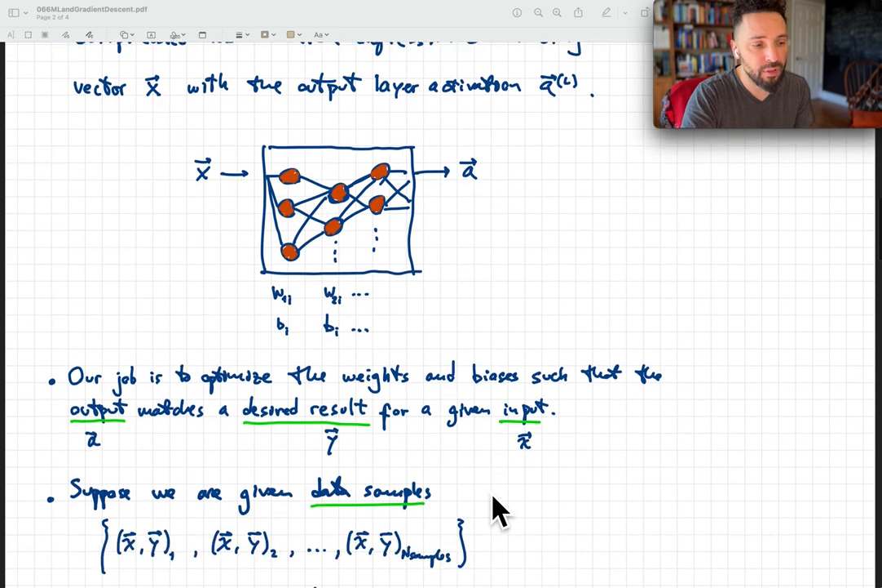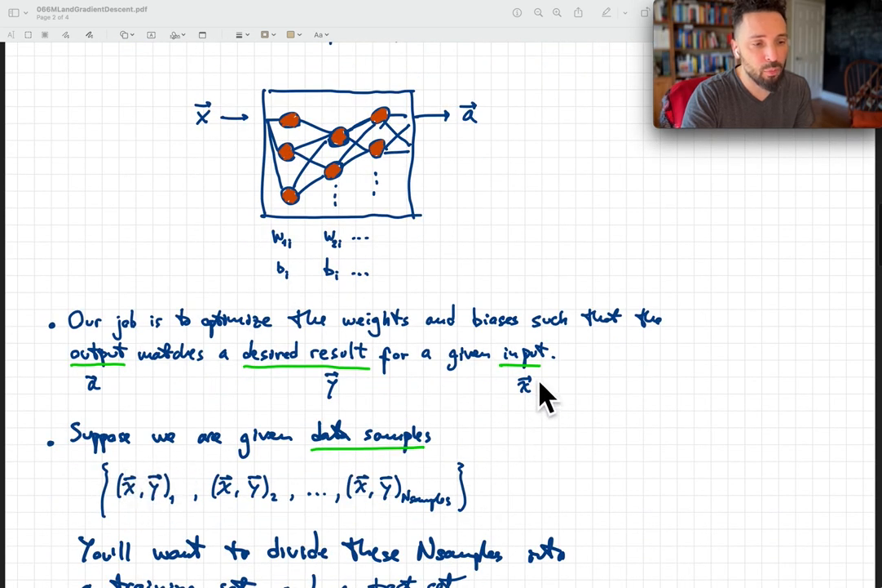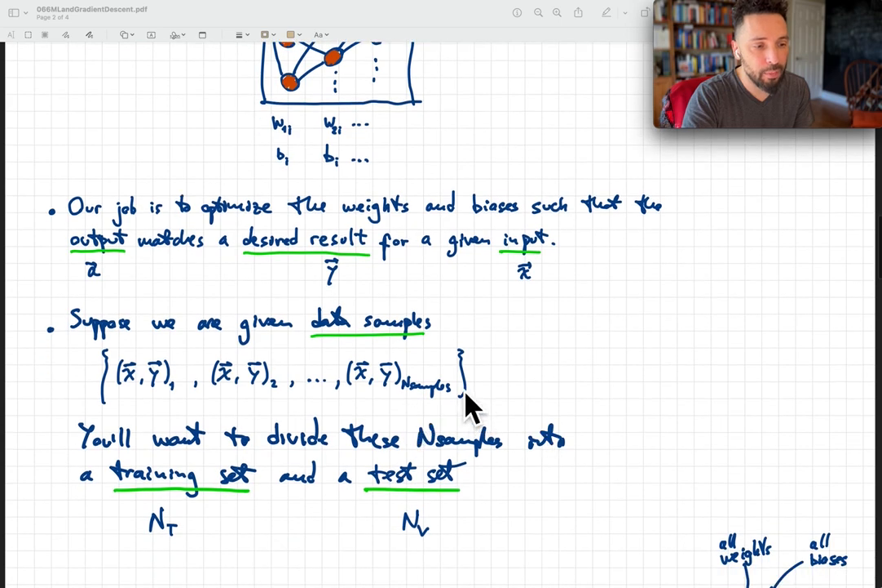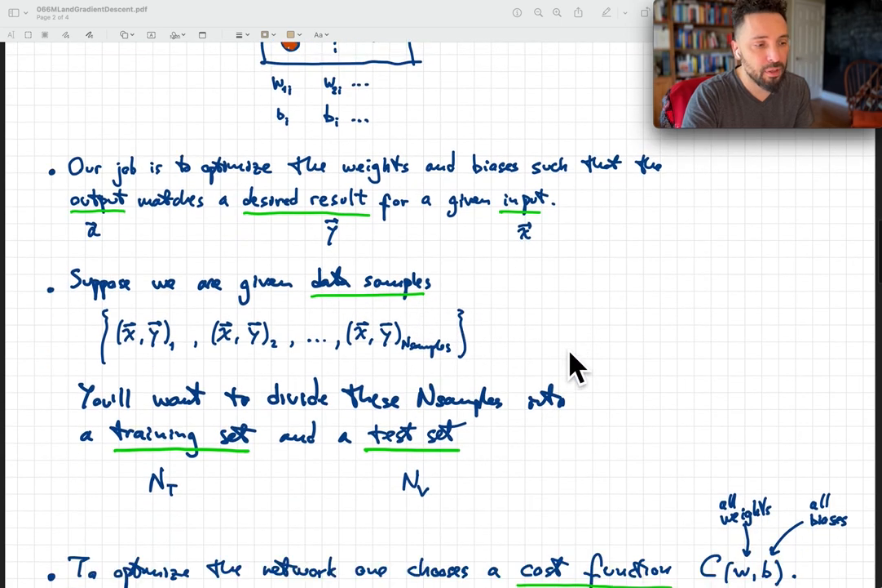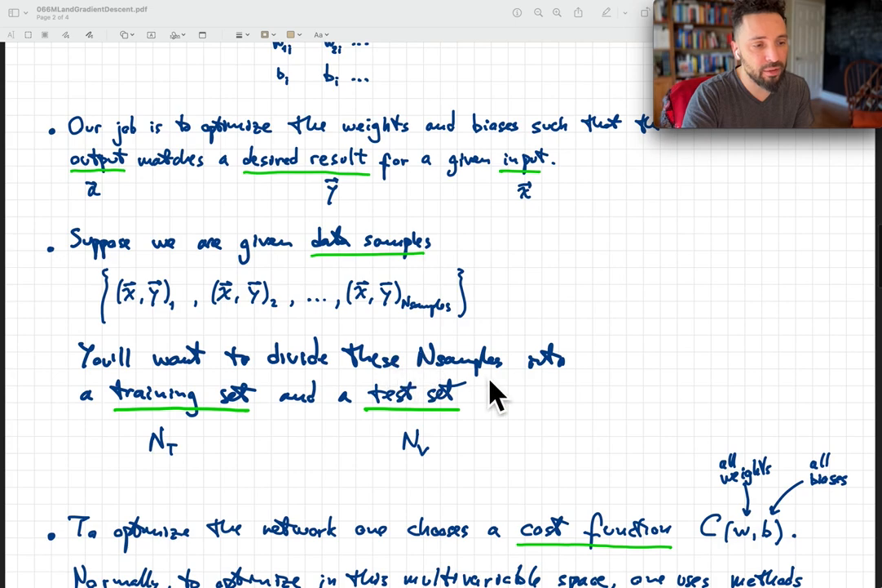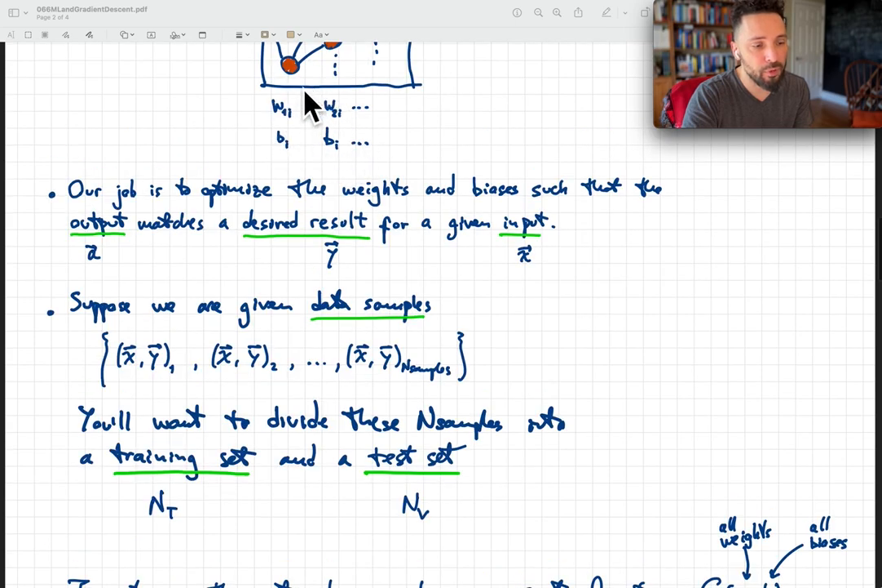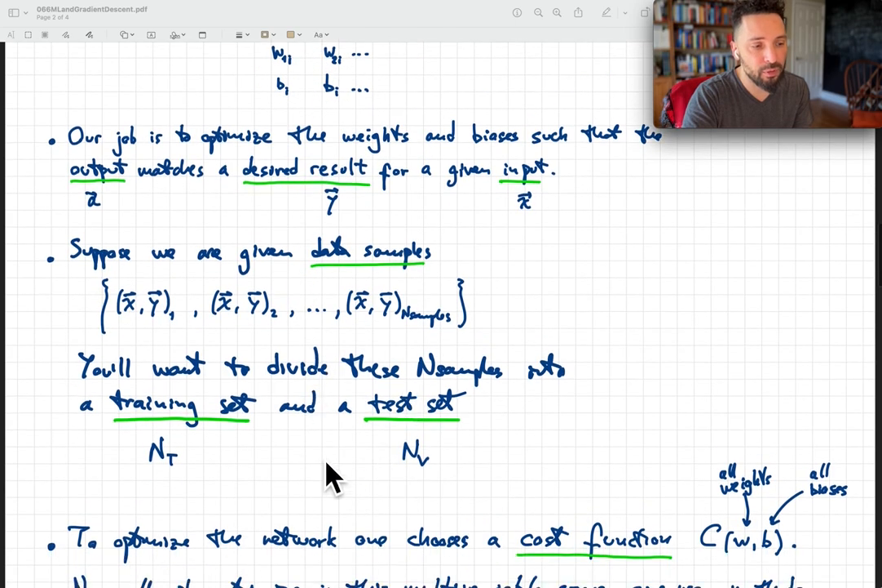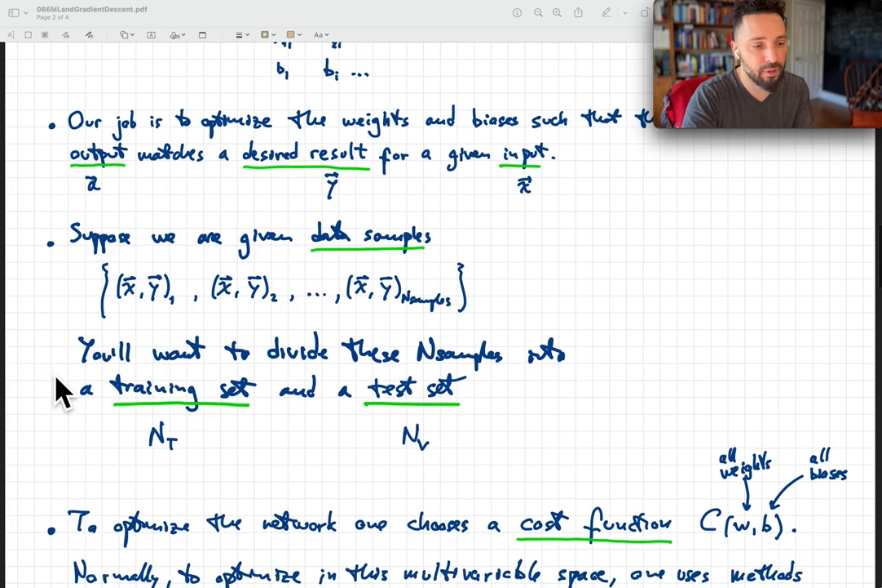We have some data given to us where an input is associated with an output, and then we want our neural network to match that output Y. Let's say that we have n data samples, and usually in practice you want to divide these n samples into a training set and a test set. The training set we're going to use to adjust our parameters, W's and B's, and then the test set is going to be to decide how good that fit is.